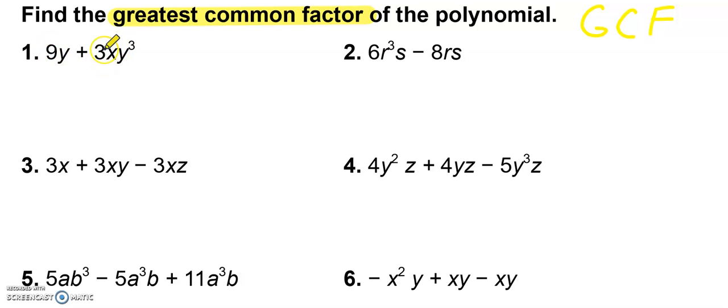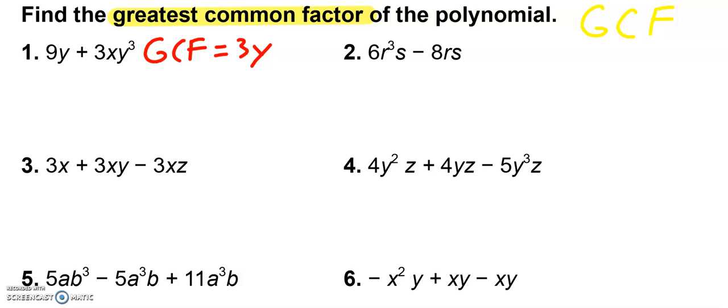I see I have a 9 and I have a 3. Well, 3 is a factor of 9. 3 is also a factor of 3. So when I'm trying to identify the greatest common factor here, I know part of it is going to be 3. I see that this term has an x, this one doesn't, so I can't deal with the x. This has a y, and this has y to the third. Out of those, y is the largest factor of y and of y to the third. It's the largest thing that they both have in common. So the greatest common factor is going to be 3y.